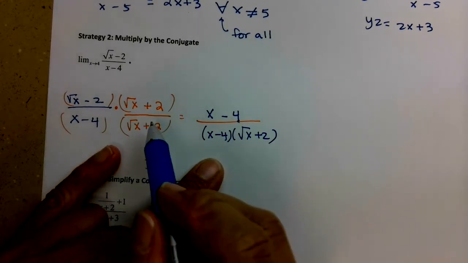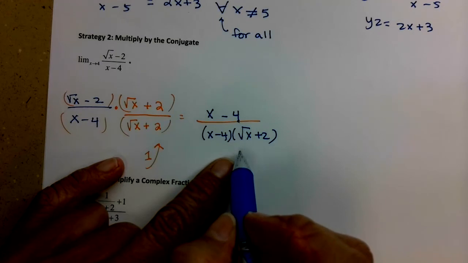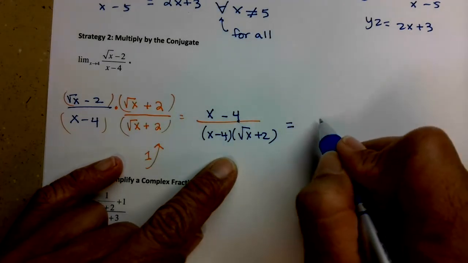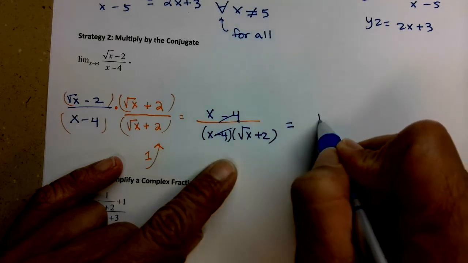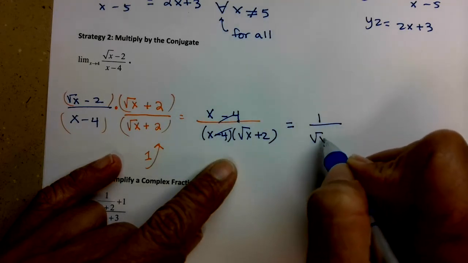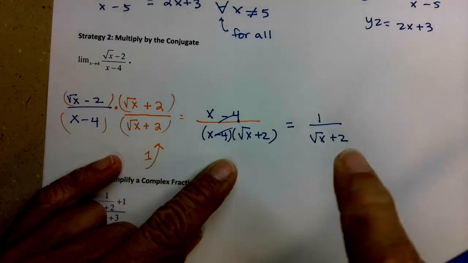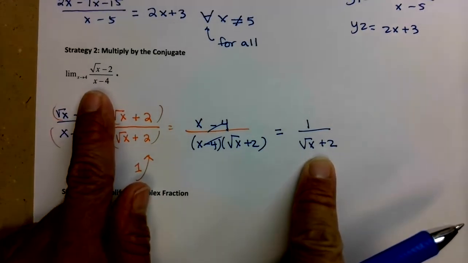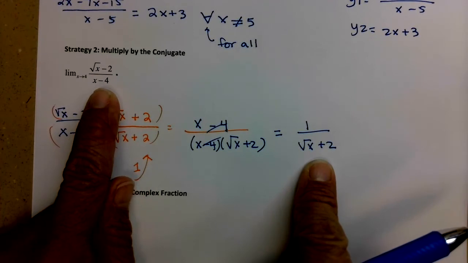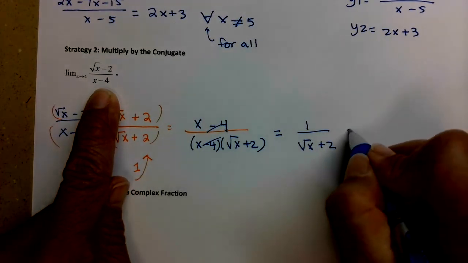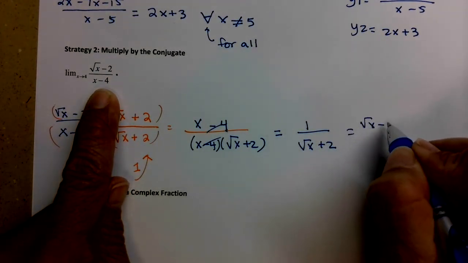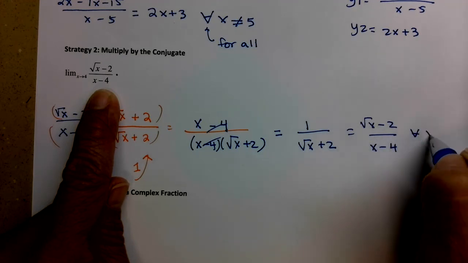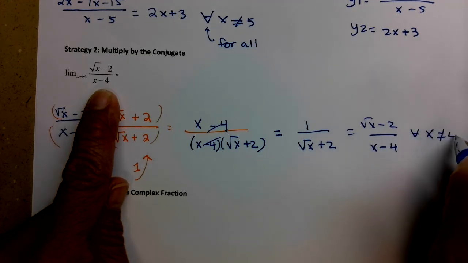So again, I multiplied by 1. I'm creating an equivalent expression. Go ahead and reduce that fraction: 1 over square root x plus 2. This expression is exactly the same as the one we started with for all x's. These are exactly the same for all x not equal to 4.